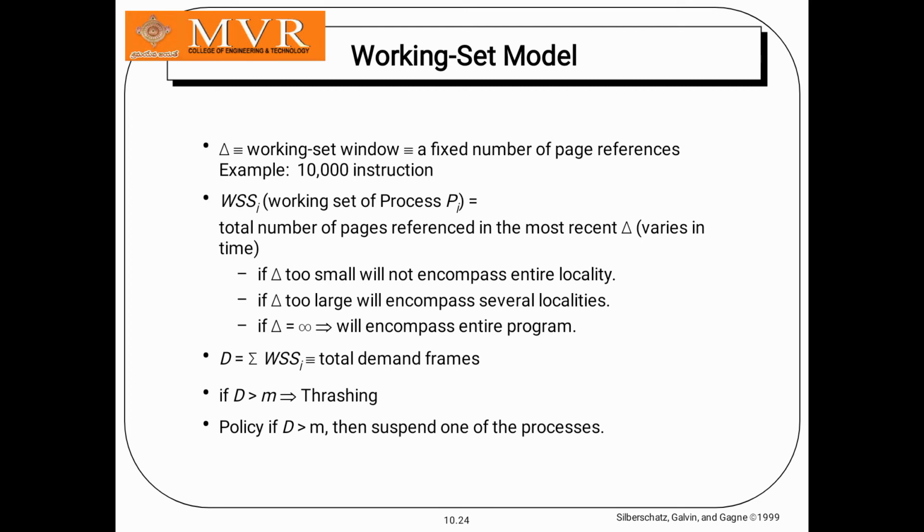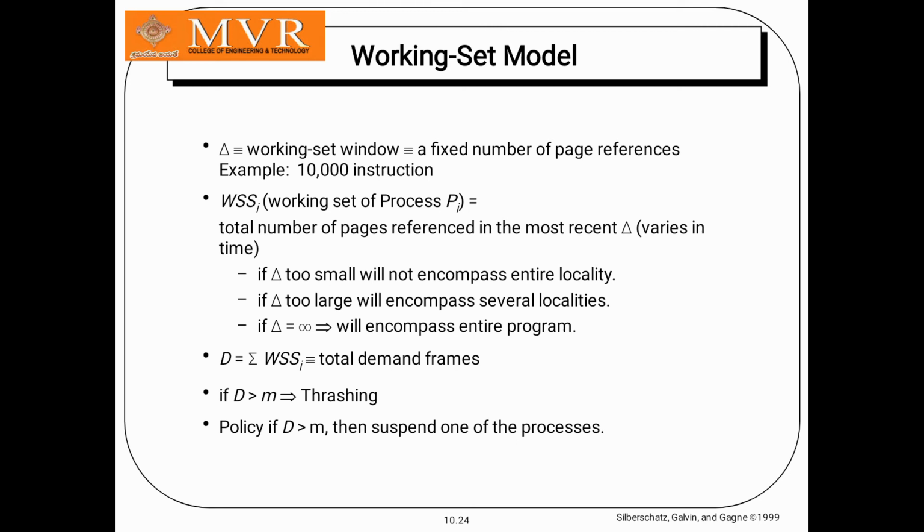Working set model. Here the working set window is a fixed number of page references. For example, if we take 10,000 instructions, the working set of process Pi is the total number of pages referenced in the most recent window. If it is too small, it will not encompass the entire locality, and if too large, it will encompass several localities. If the working set window is infinite, it will encompass the entire program.